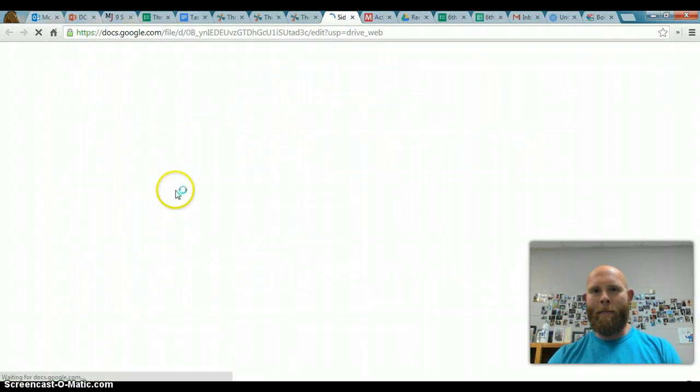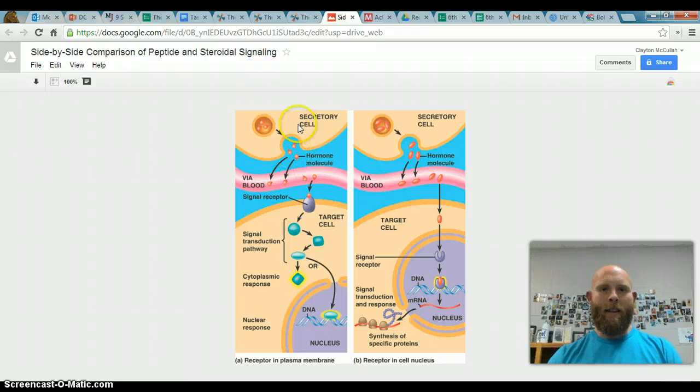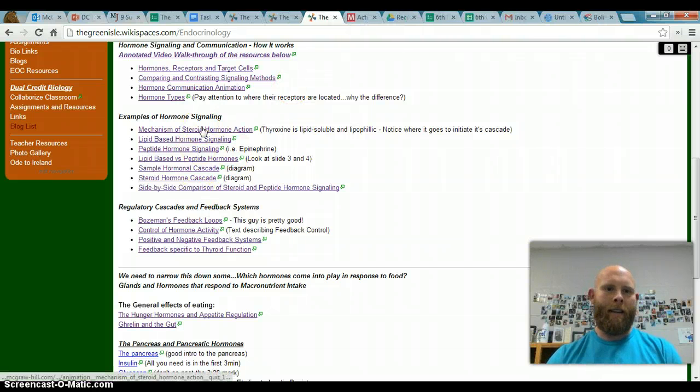Here's a side-by-side comparison. As you can see, the secretory cell releases the hormone into the blood, goes to a receptor in the membrane. This would be a peptide response. This over here would be a typical steroid response, because you can see it goes into the cell membrane. This one actually goes into the nucleus before it starts causing a change in transcription to create proteins. So again, that's a rundown on some examples of how hormones cause change and signal each other in the body. Hope it helps.